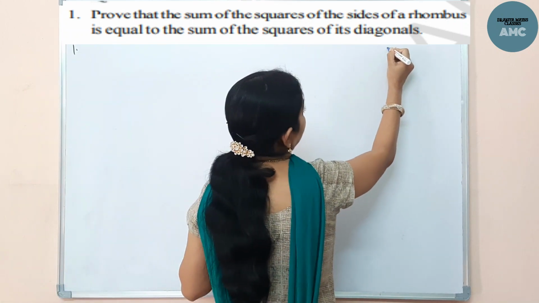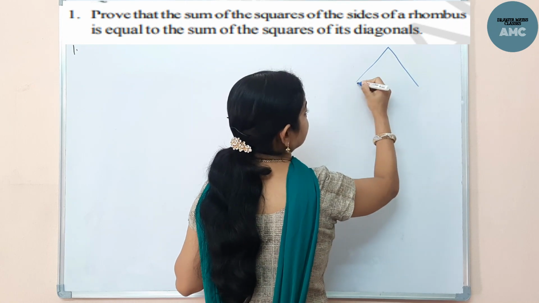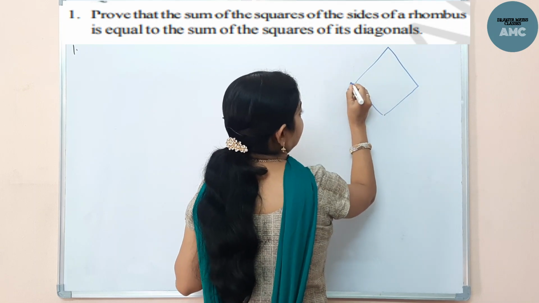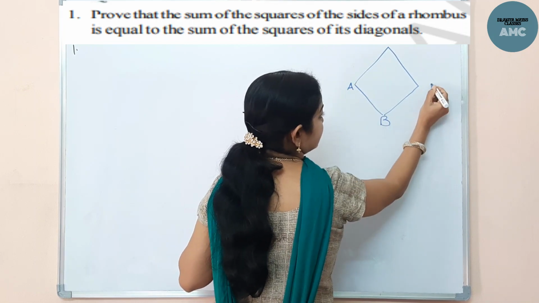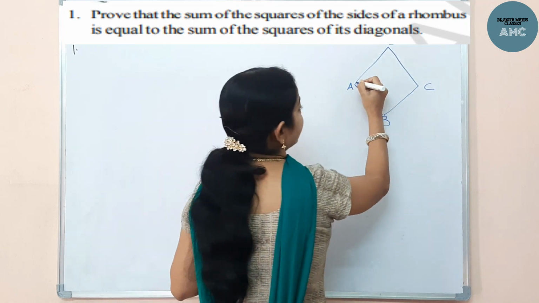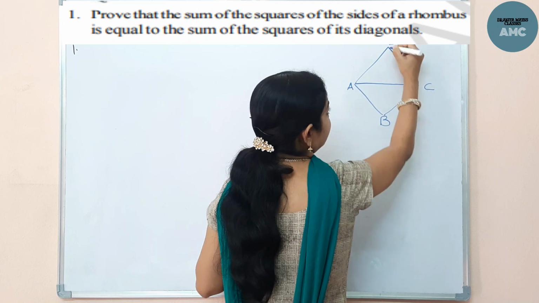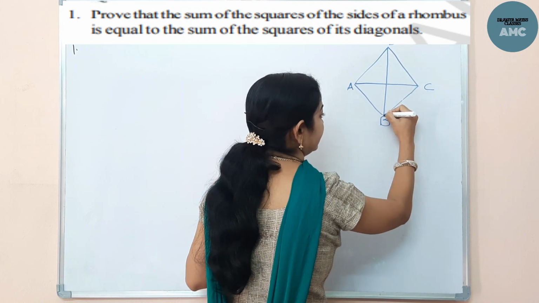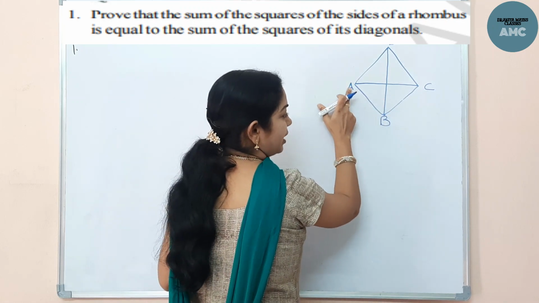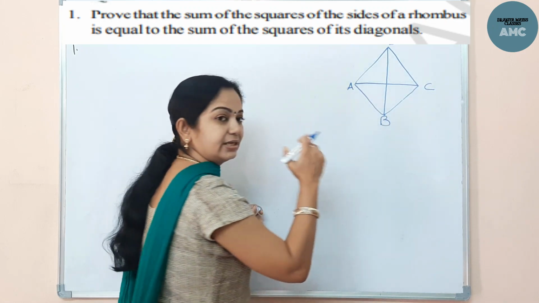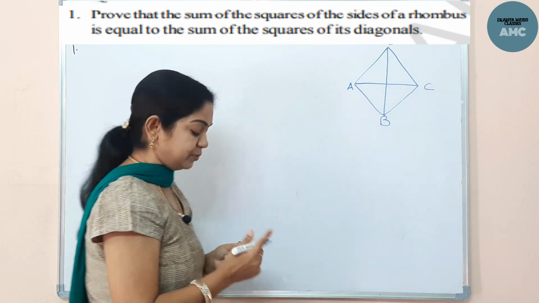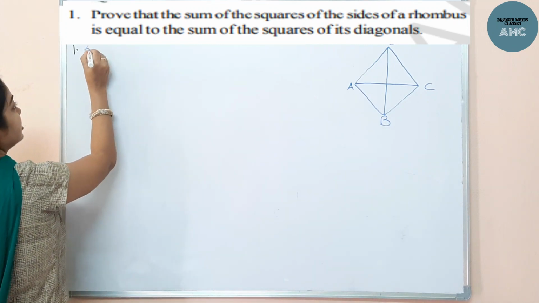Now we know a rhombus has all sides equal. I'll take this as A, B, C and D. Now let me draw the diagonals. AC is one diagonal and BD is the other diagonal here. We need to prove that the sum of the squares of all 4 sides is equal to the sum of the squares of the diagonals. So, let us start the solution here.